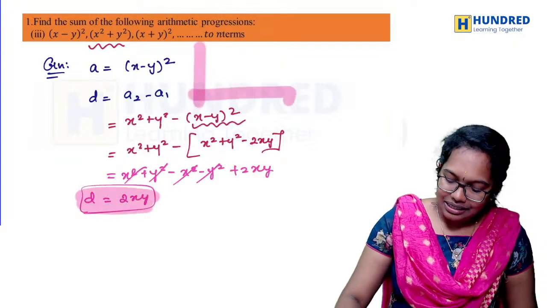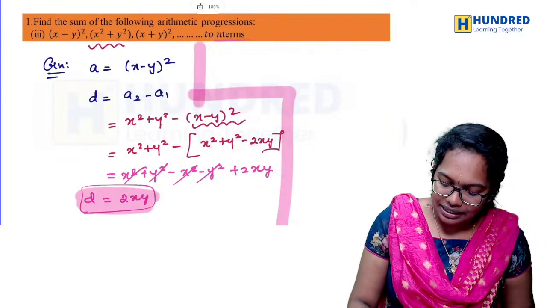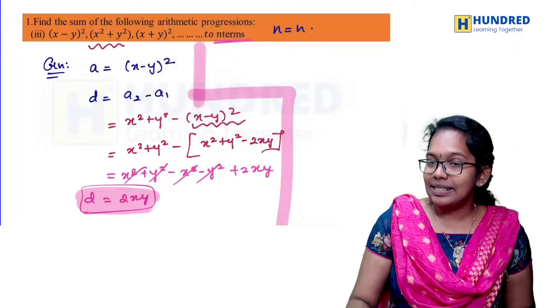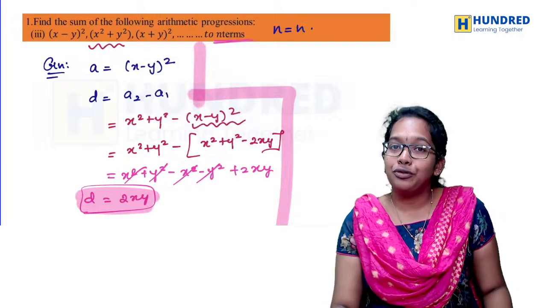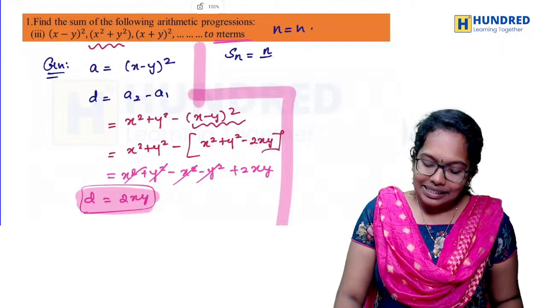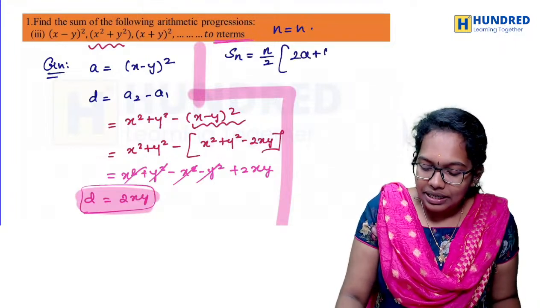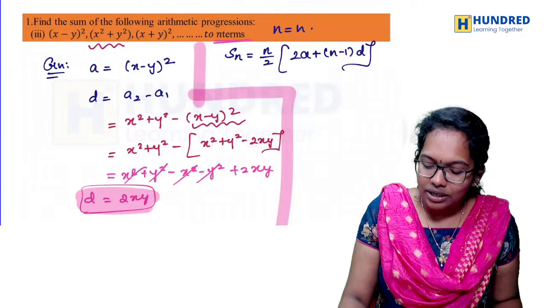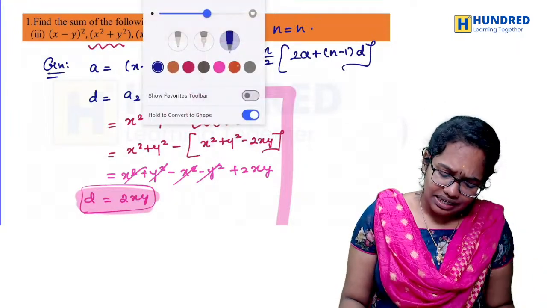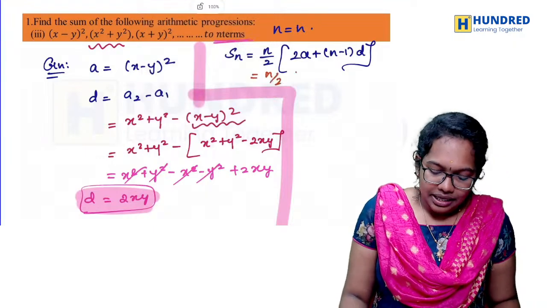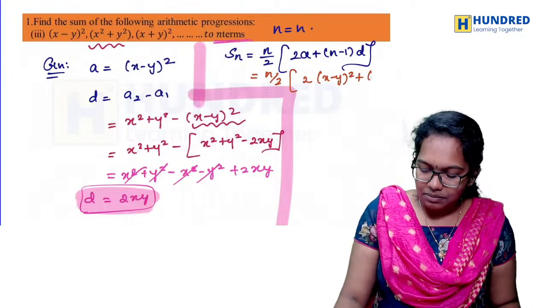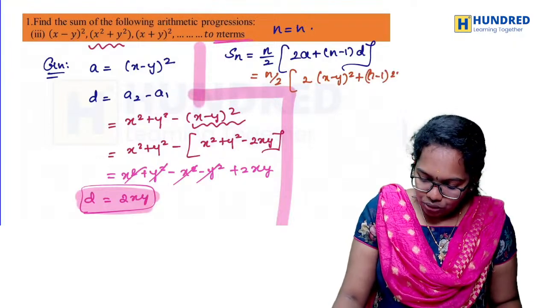After this, the given is n terms, so n is equal to n, the same thing. Now you have to find Sn. What is the formula here? Sn is n by 2 into 2a plus n minus 1 into d. For this, simply substitute the things you know. 2 into a is x minus y the whole square, plus n minus 1 into d, which is 2xy.